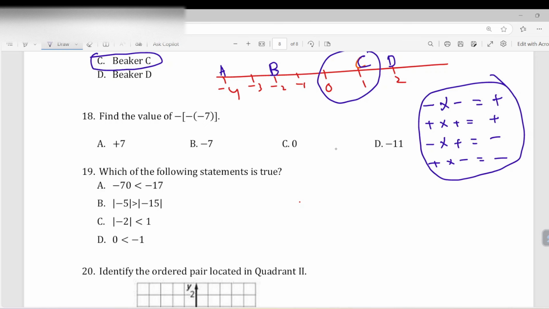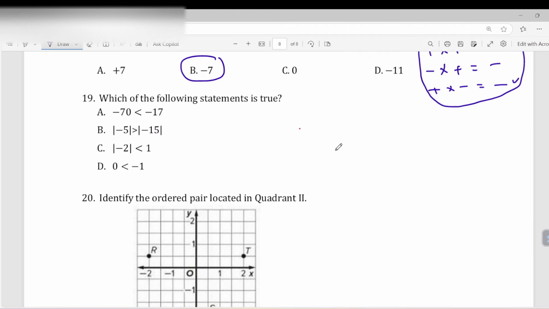So now 3 minus signs are there. Minus times minus is plus. Minus times minus is plus. We are here, now it becomes plus times minus. Plus times minus is minus. So it is minus 7. Plus times minus, the result is minus 7.